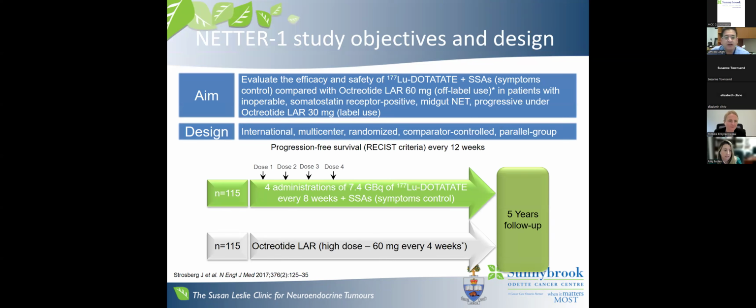The NETTER-1 trial was looking at the efficacy of Lutathera, which is 177 lutetium dotatate, compared with high-dose octreotide. And so these were patients who had small bowel, midgut neuroendocrine tumors, who had progressive disease under standard first-line therapy, which remains as is today, a standard dose of a somatostatin analog of 30 milligrams, randomized to receive lutetium dotatate while continuing octreotide versus high-dose octreotide. And the endpoint of this trial was progression-free survival.